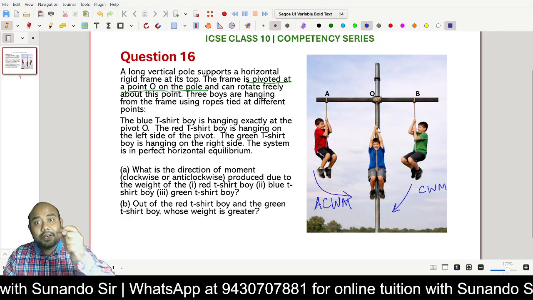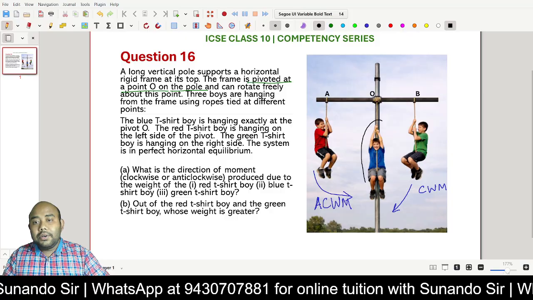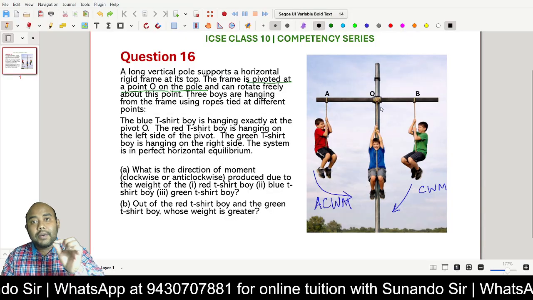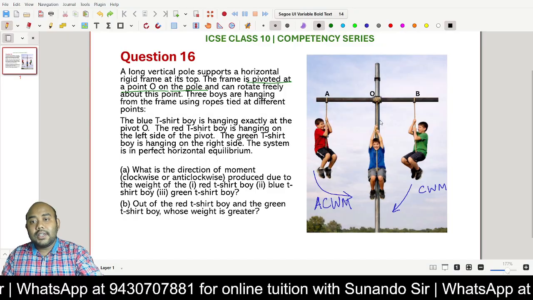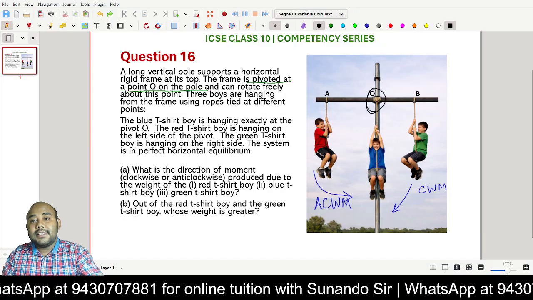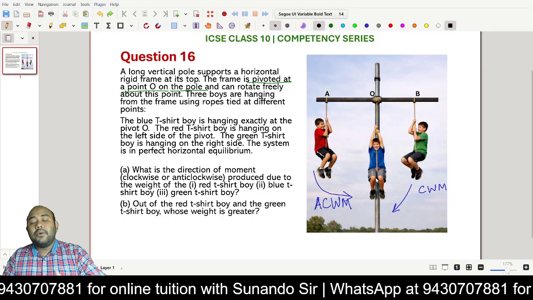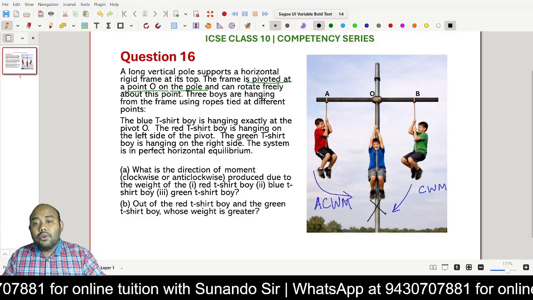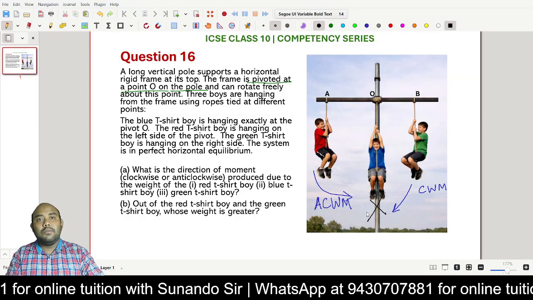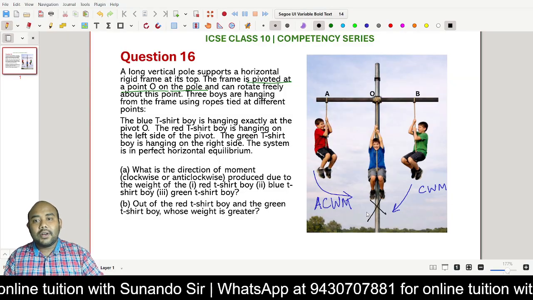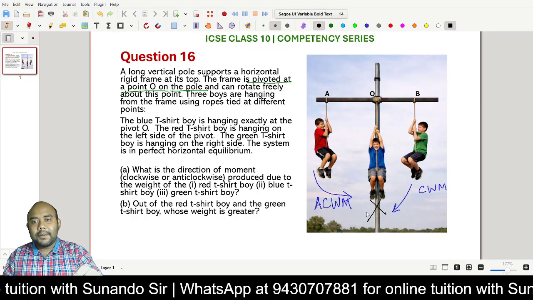And the very important thing to understand is that this blue t-shirt boy has no perpendicular distance from the pivot because his weight is acting exactly on the pivot. So the blue t-shirt boy's weight is producing no moment, neither clockwise moment nor anti-clockwise moment about the pivot. Is this very clear?